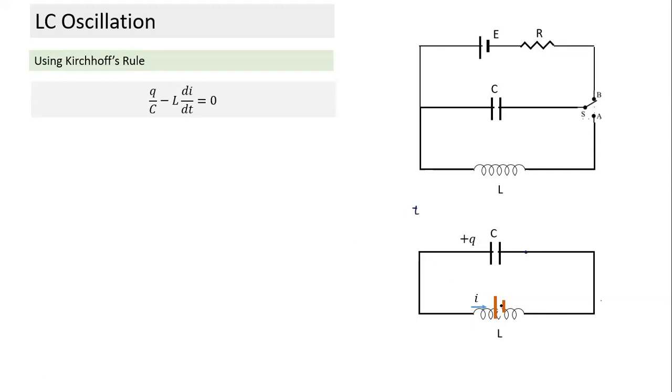And here this is the polarity. If the current is increasing, it will oppose the current. So here, induced EMF, we are moving from positive plate to negative plate. Hence, minus L dI by dt is equal to 0.